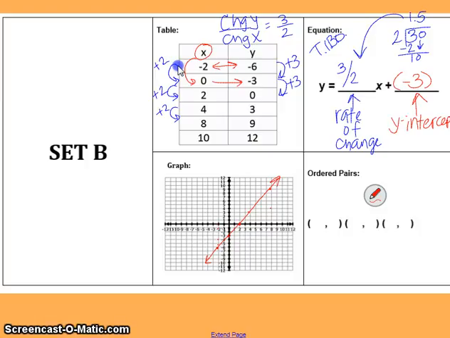My ordered pairs, again, are really simple because our table already gives me the ordered pairs. So I'm going to start at the top. I have negative 2 and negative 6. I have 0 and negative 3. And I have 2 and 0. Sorry, that is a 3. So go ahead and pause your video so that you can do number 2 on your practice problems.